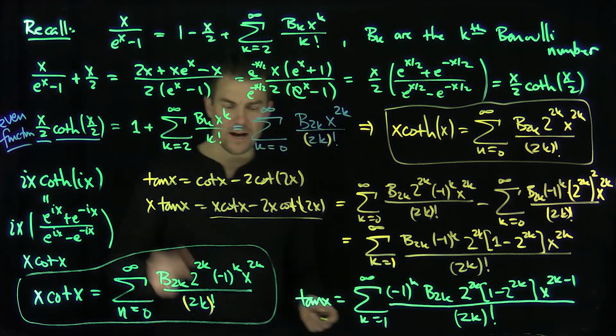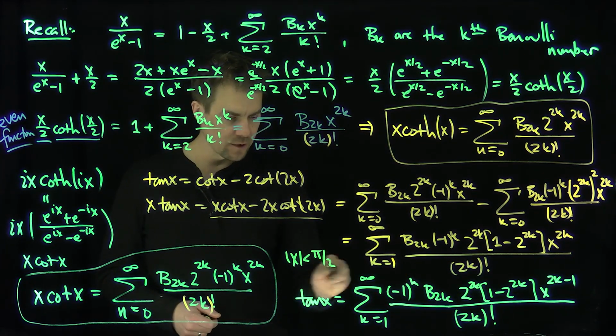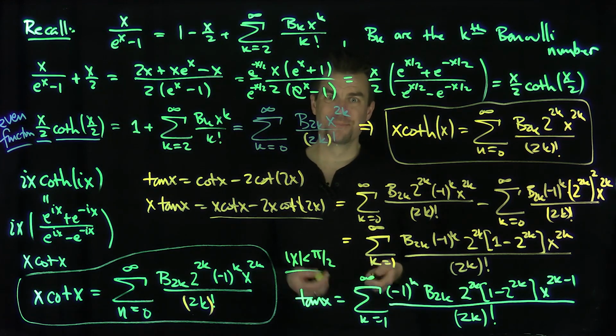And we can show, actually in the complex plane, that this is going to be valid for all x less than pi over 2. So if x is less than pi over 2 in modulus, this series will converge to tangent of x. Thank you very much.